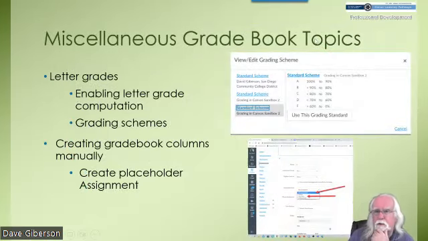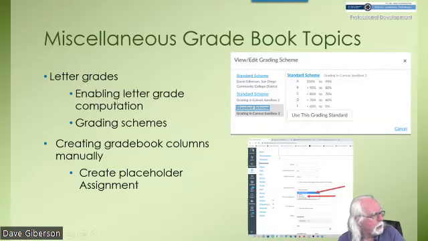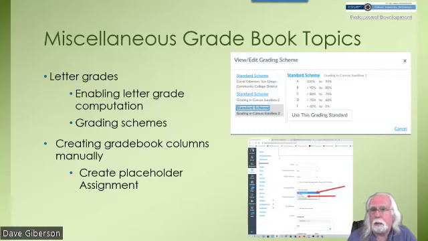A couple of miscellaneous topics before we move on and look at the speed grader. That won't take as long as the gradebook, thank goodness. You can have Canvas assign letter grades automatically. You do this by enabling letter grade computation and then setting up a grading scheme that is telling Canvas where to cut off between an A and a B and a B and a C and so on. Very simple and quick to do. You're not obligated to adhere to those calculated grades. It just gives you a point of departure.